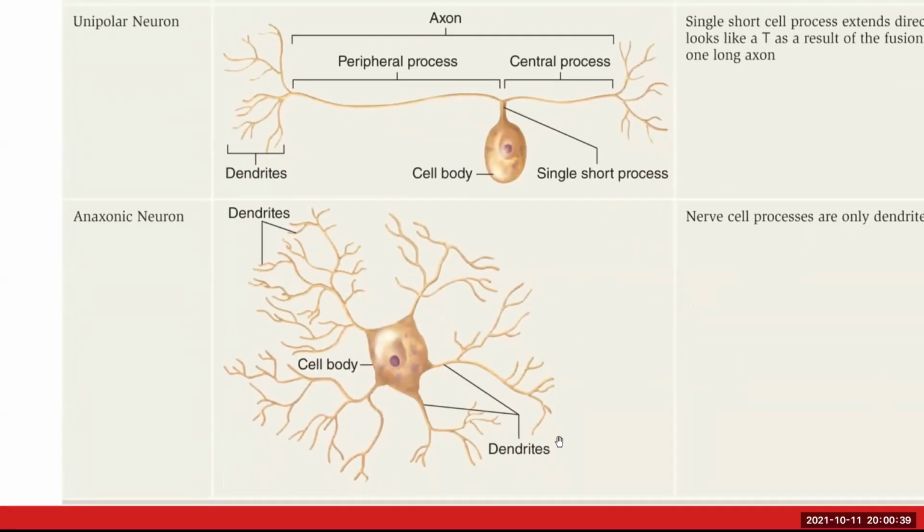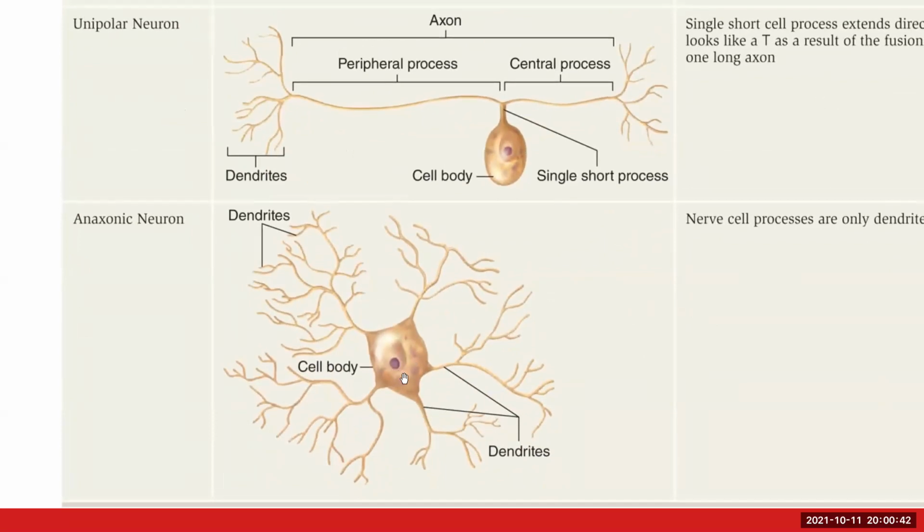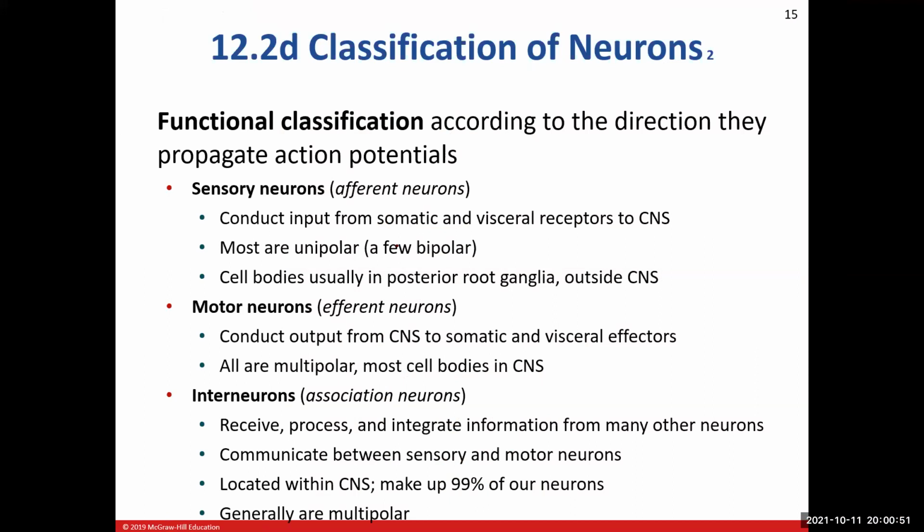And then finally, our anaxonic neuron. Okay, so you have your cell body and then all these dendrites. But since it does not have an axon, it cannot generate action potentials. Don't be fooled.